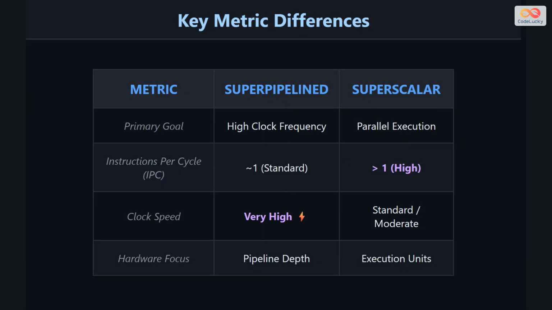When we look at the numbers, the difference becomes clear. Superpipelined architectures aim for extremely high clock speeds, but they usually complete only one instruction per cycle. Superscalar architectures might have lower clock speeds, but they achieve a high instructions per cycle, or IPC, because they are doing multiple things at once.